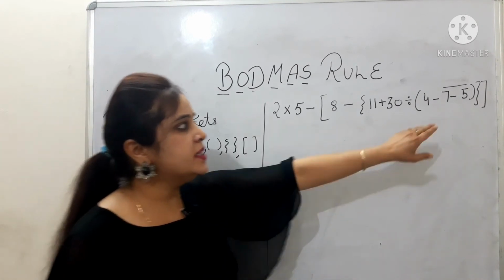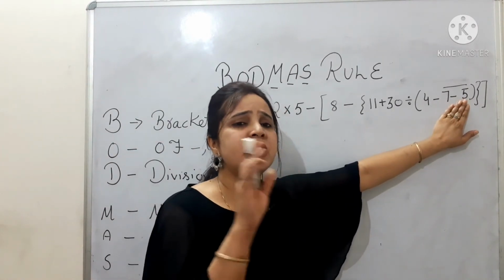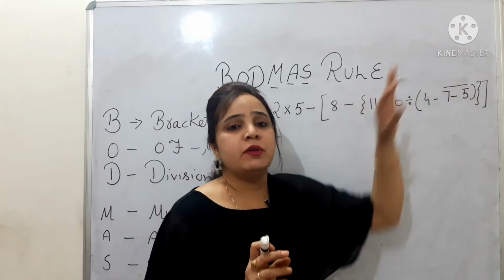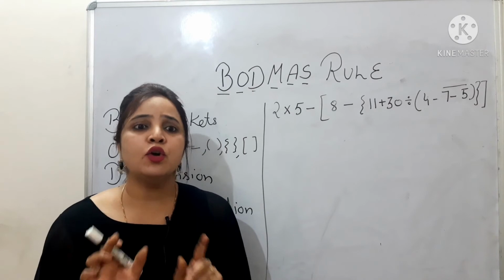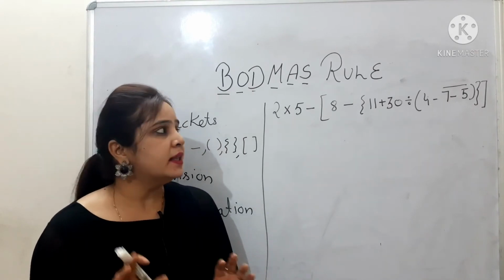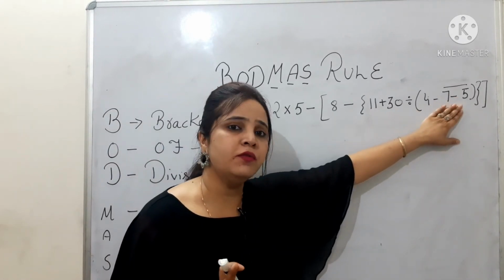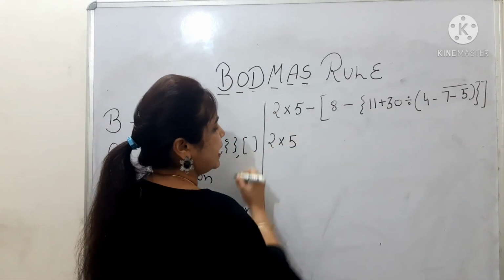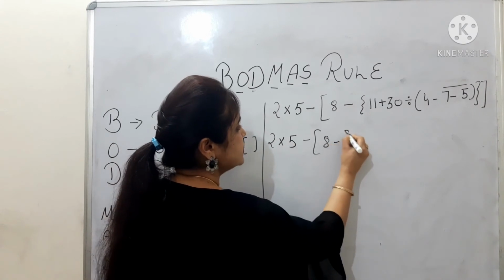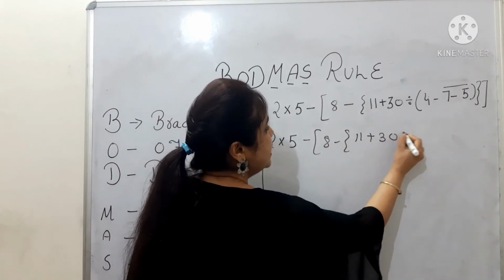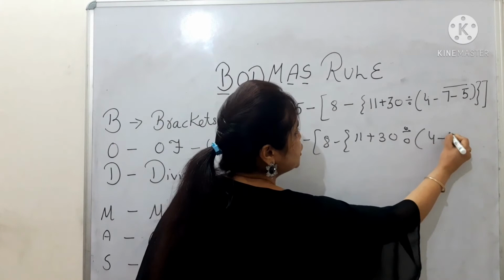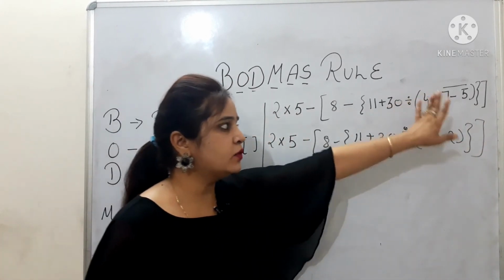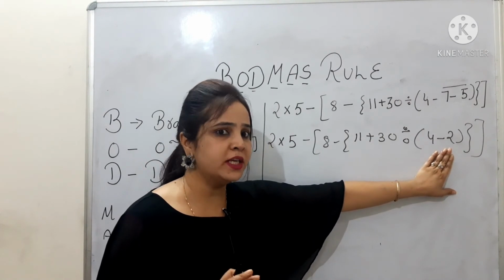Clear? So in this question the line bracket is here. What is the meaning of this line bracket? It means this 7 minus 5 will be solved first of all. Clear? So just move on. So 2 multiplied by 5 minus 8 minus curly bracket 11 plus 30 divided by 4 minus 2. Now we have solved the line bracket, so no sign of the line bracket will be here because we have already solved it.